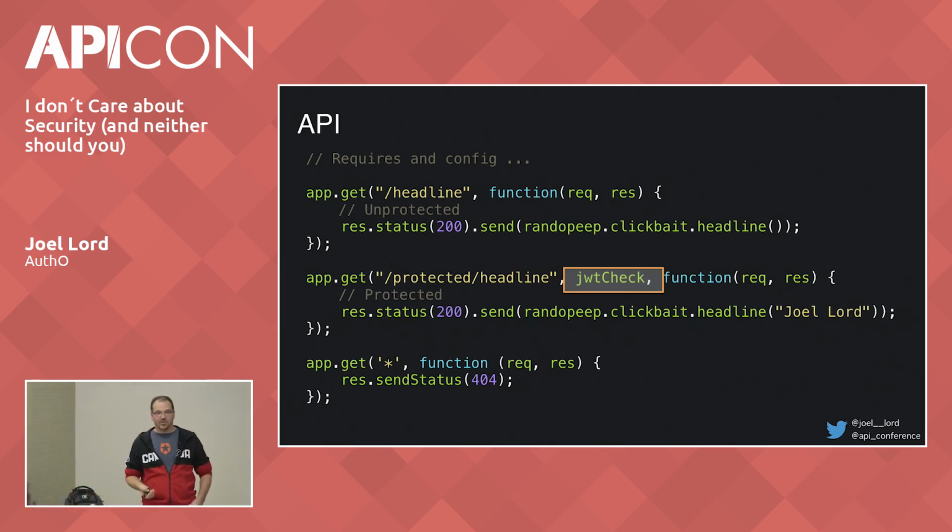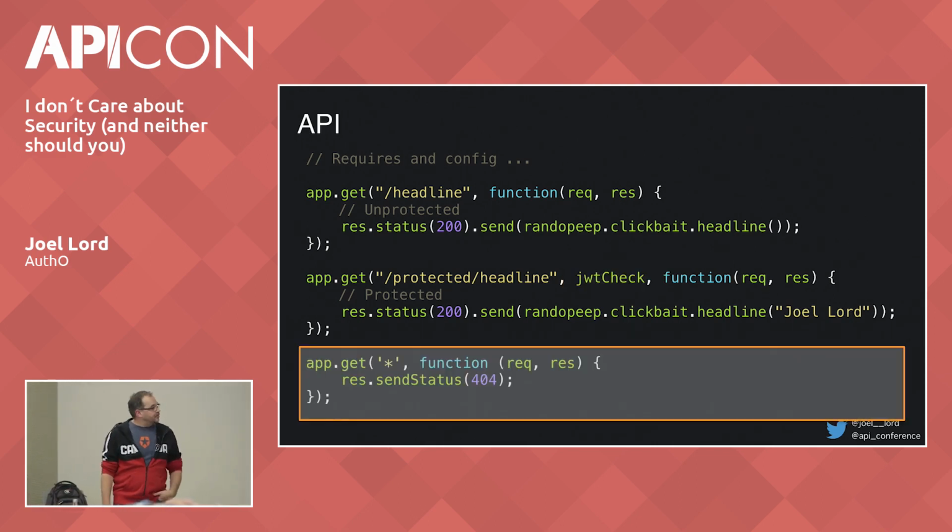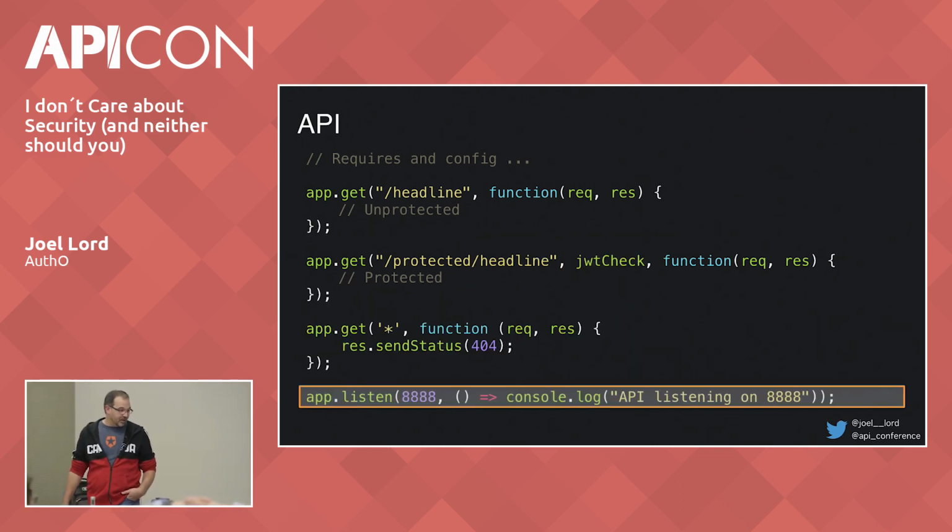Express makes it very, very easy to use middleware. It will check the request, check if there's a valid JSON Web Token as part of the request, and will throw an error if no valid token is found. And then you have your catch-all, and we'll start an API on port 8888.